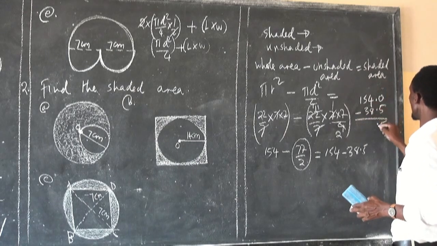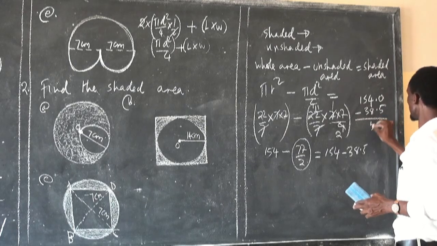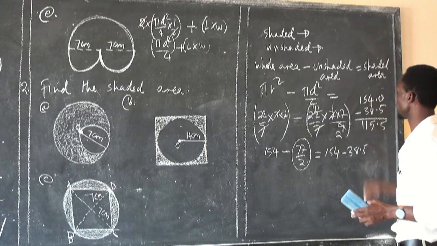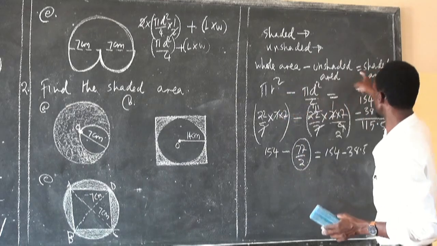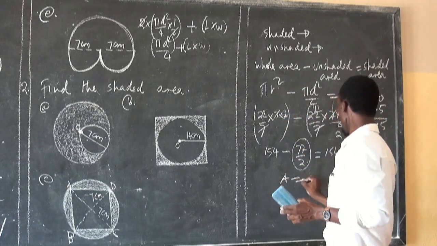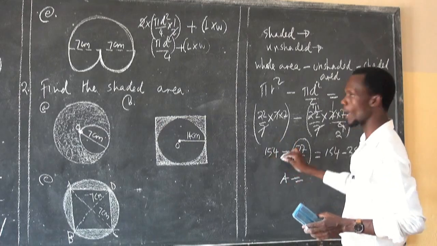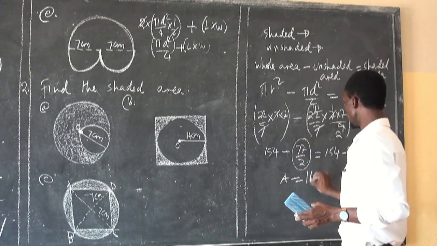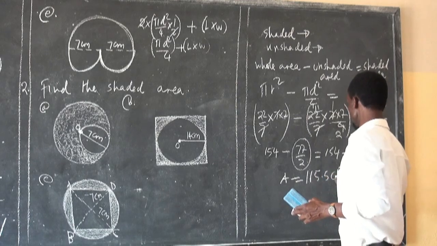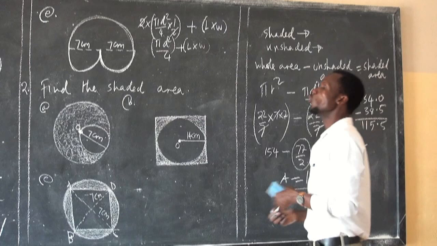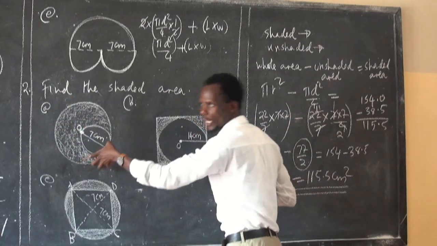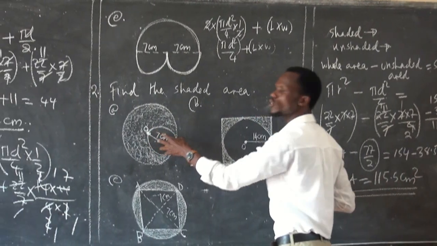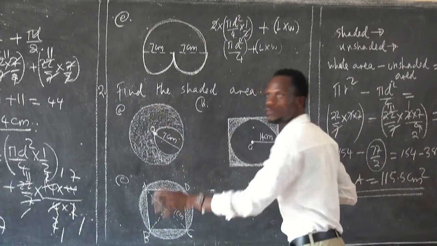Then here it is 13 minus 8, which is equal to what? 5 again. Then it is 4 minus 3, 1. Then the shaded area is equal to the area of the whole shape minus the area of the unshaded one, which is equal to 115.5 centimeters squared. So in short, you calculate the area of the whole shape, then you remove the unshaded one, so that you can find what is required.